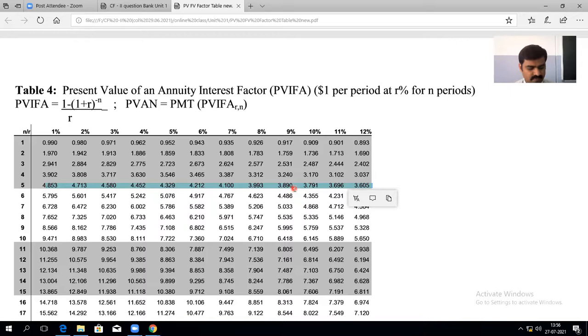lies in between 10%, in the bracket write down 3.791, and 8%, that is 3.993, in the line of 5 years.